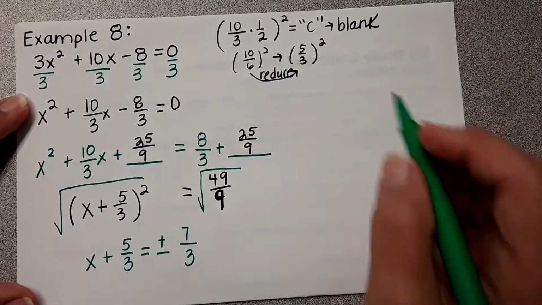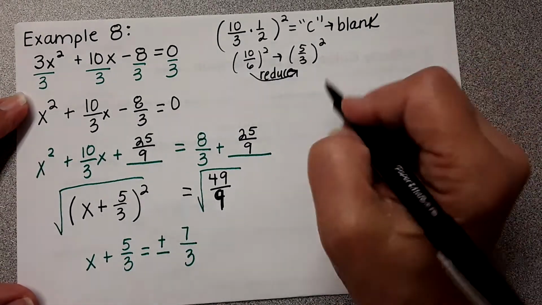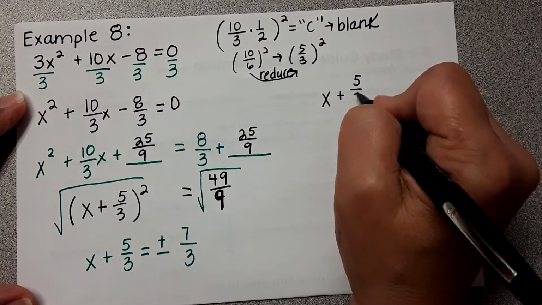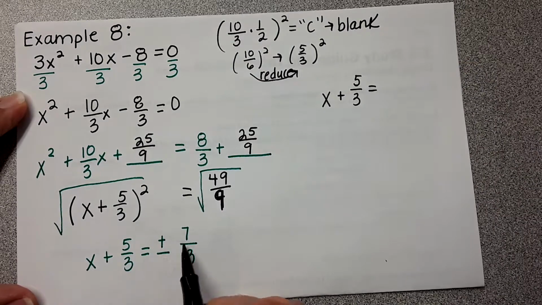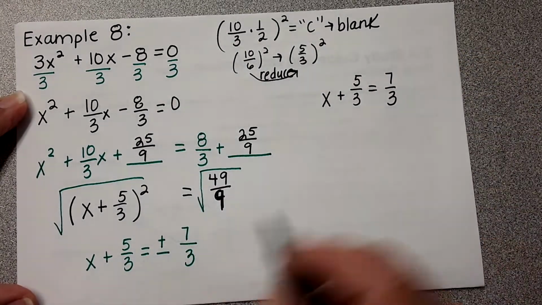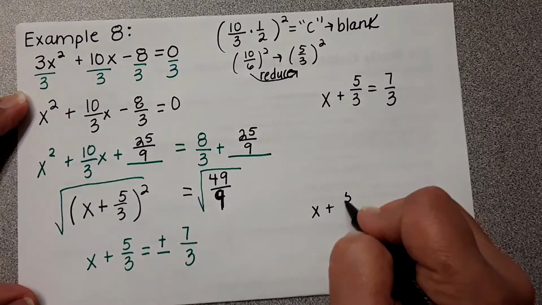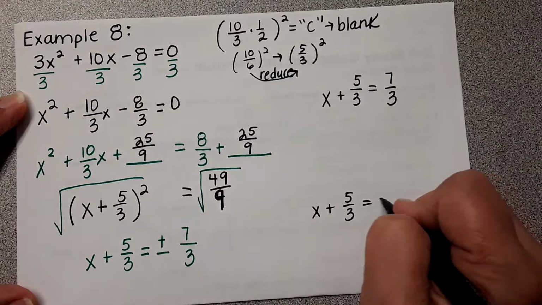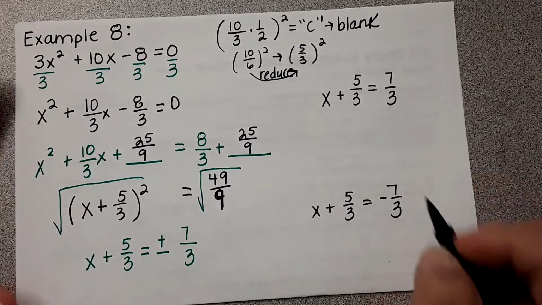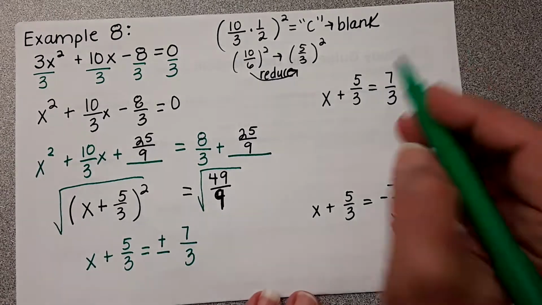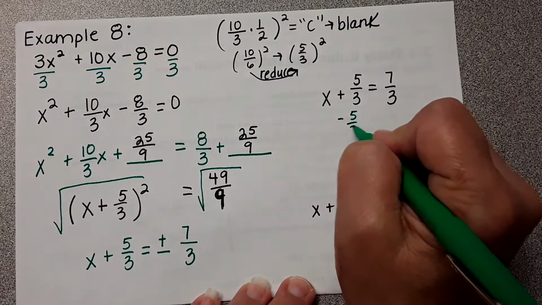So I'm going to use the method that someone in here yesterday asked me about. So I'm going to do x plus 5/3 equals the positive 7/3. And then I'm going to do x plus 5/3 equals the negative 7/3. Now you don't have to do that. I want you to find a method that you feel most comfortable with. And then I'm going to subtract my 5/3 from both sides.